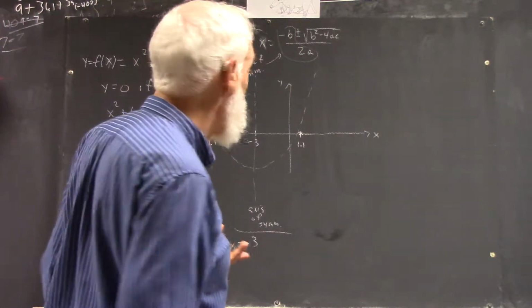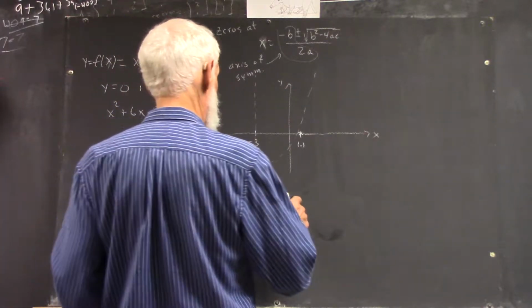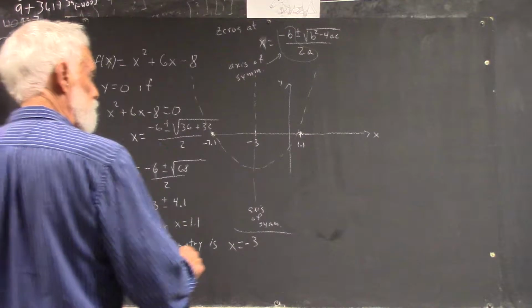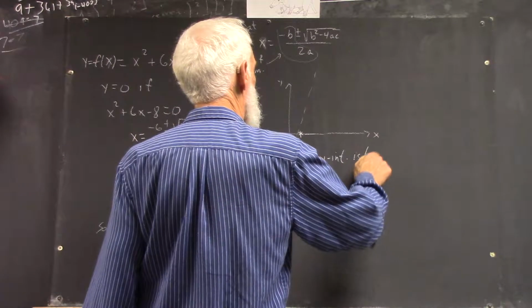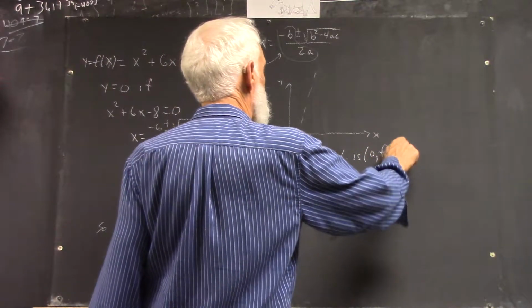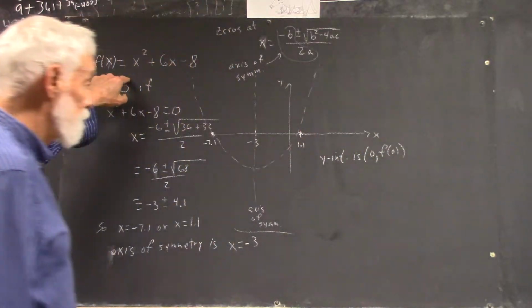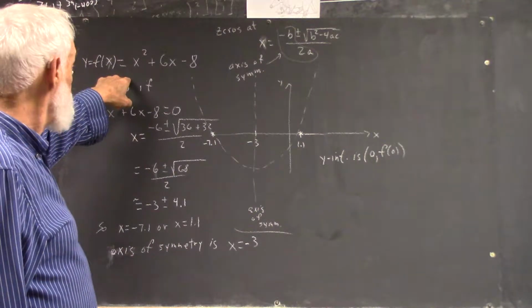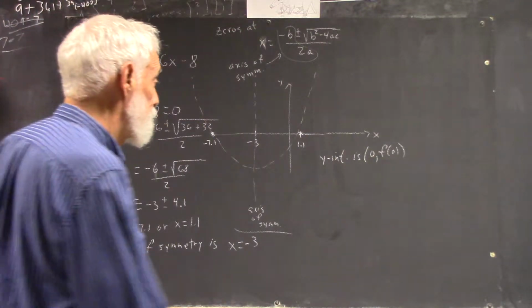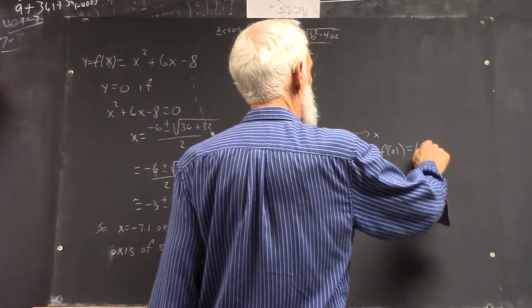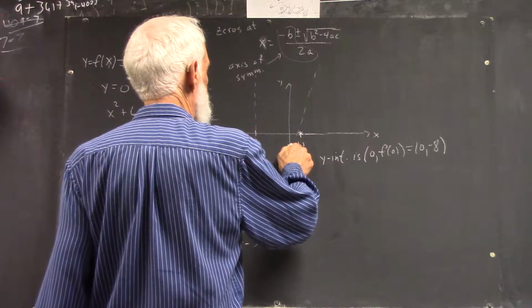What else can we do? We can find the y-intercept. And I'm using notation, I'm writing that as 0, f of 0, because this is f of x, right? And f of 0 is what you get when you put 0 in for x. And that's negative 8. So this point should be 0, negative 8.